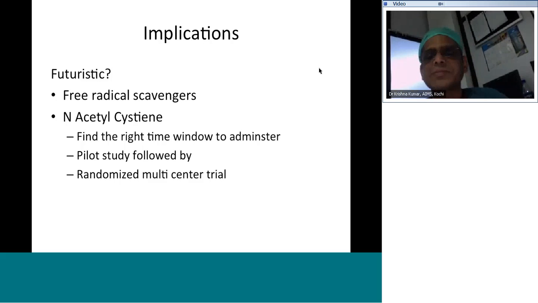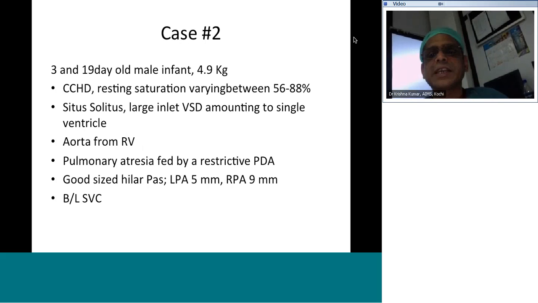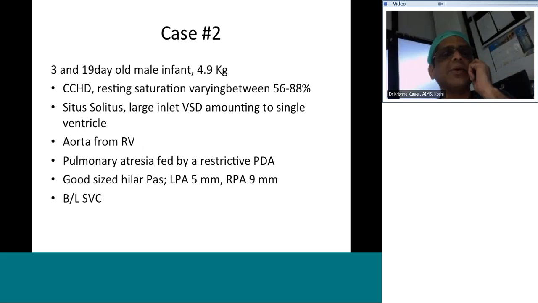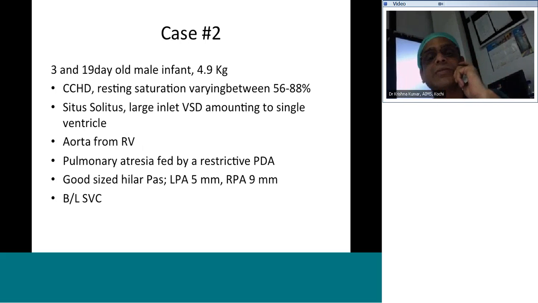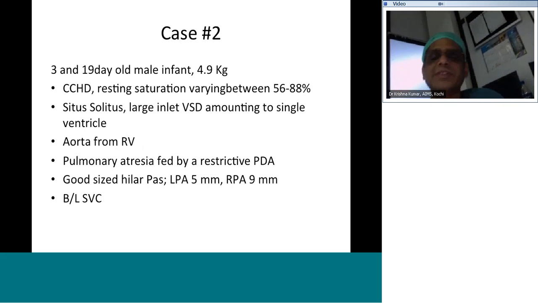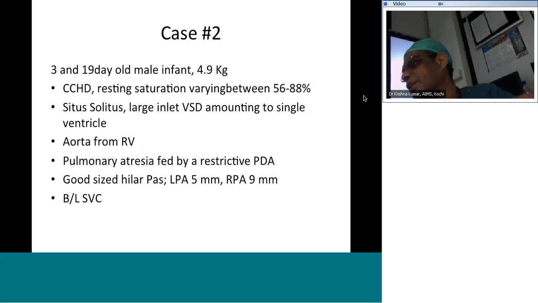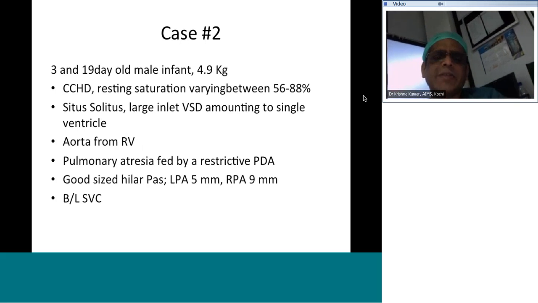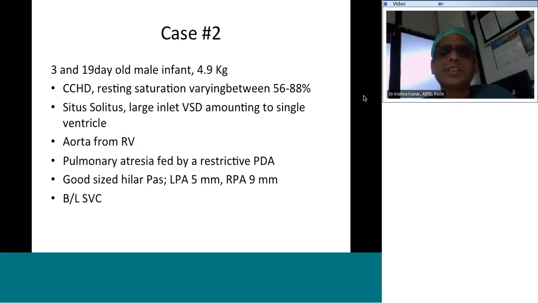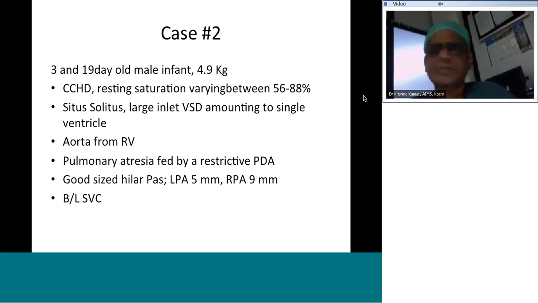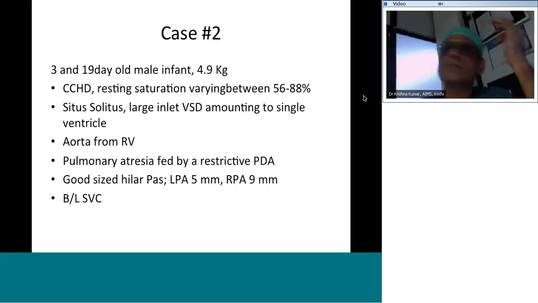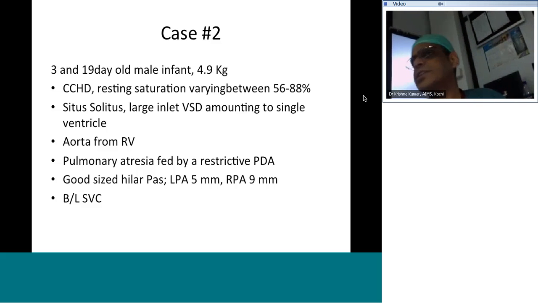Okay, I think we'll now take the next case, number 2. Case number 2 is a 3 month and 19-day-old child, 4.9 kgs, with single ventricle physiology, essentially a very large inlet VSD amounting to single ventricle. She was quite blue, periodically very blue. Aorta from RV, pulmonary atresia fed by a restrictive PDA, good size branch PAs, bilateral SVC. So what's your recommendation? What surgery will you do now? And Srinath, you need not answer this because you know this patient.